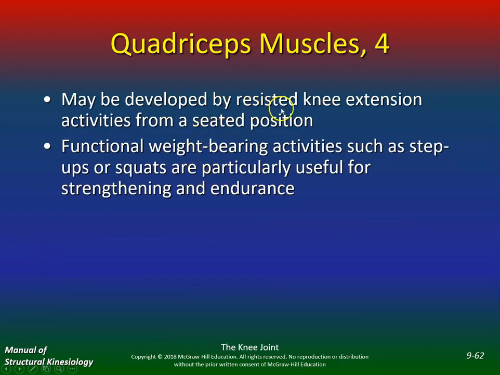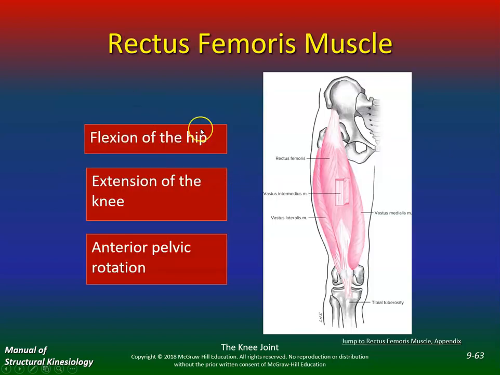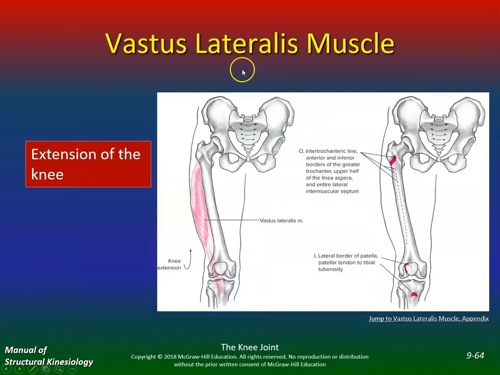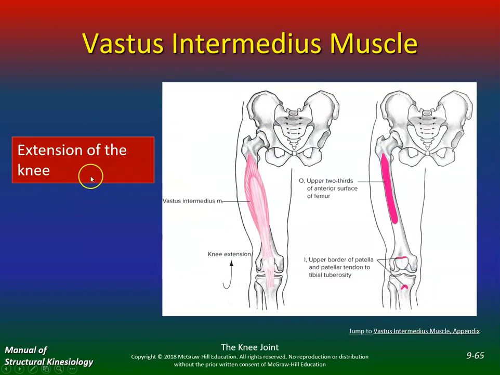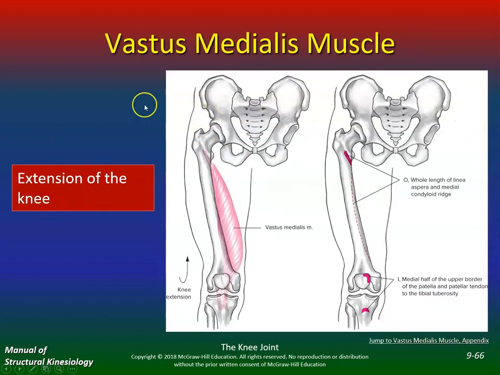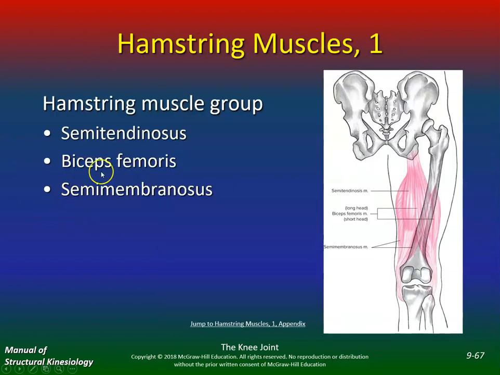Quadriceps may be developed by resisted knee extension activities from a seated position. Functional weight-bearing activities such as step-ups or squats are particularly useful for strengthening and endurance. Rectus femoris muscle: flexion of the hip, extension of the knee, anterior pelvic rotation. Vastus lateralis, extension of the knee. Vastus intermedius, extension of the knee. Vastus medialis, extension of the knee.